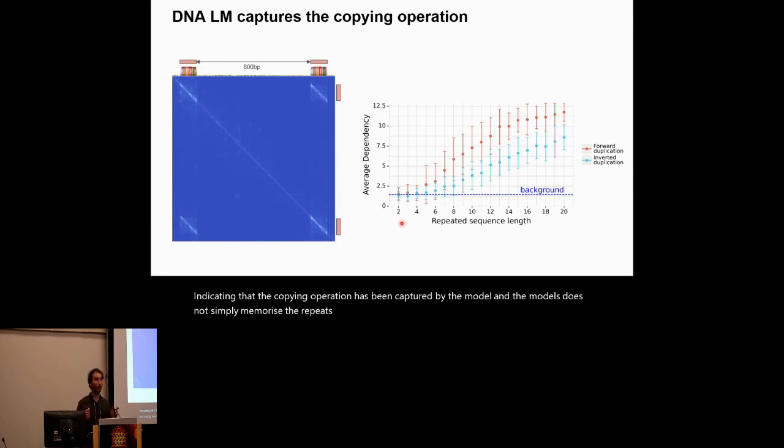Interestingly, this is also valid not only for the copying operation, but for the reverse complement operation. So if you introduce a sequence and its reverse complement, the model is also going to link it in the dependencies.